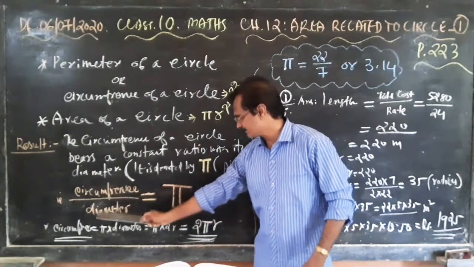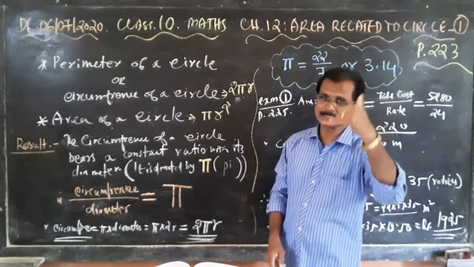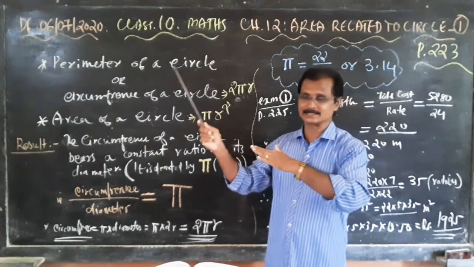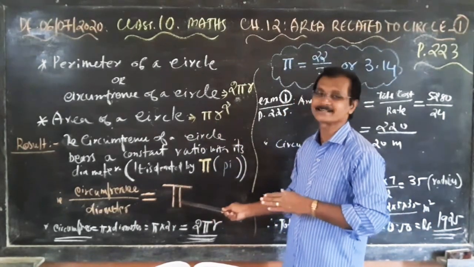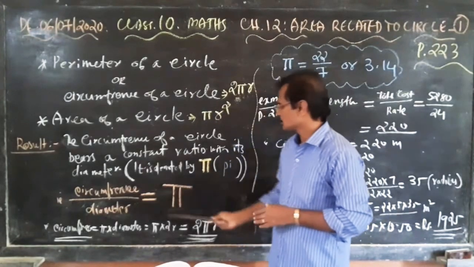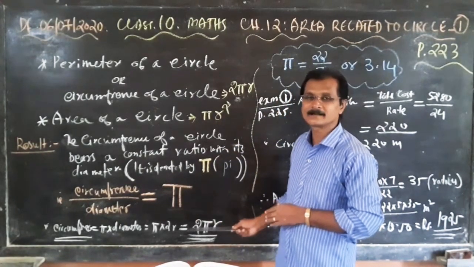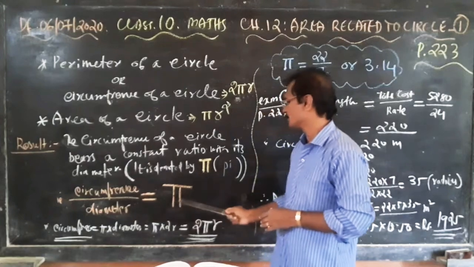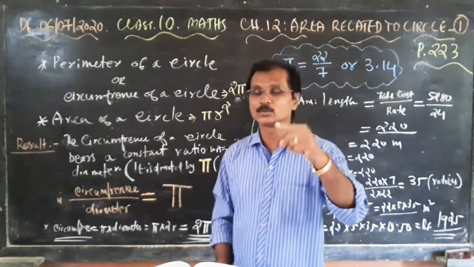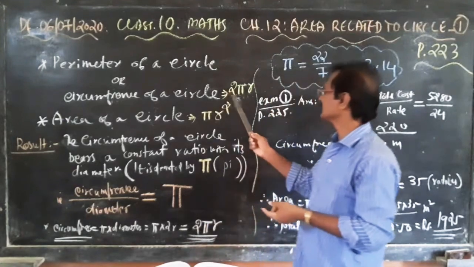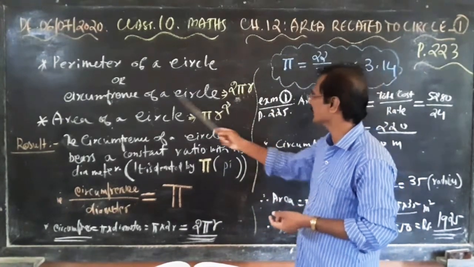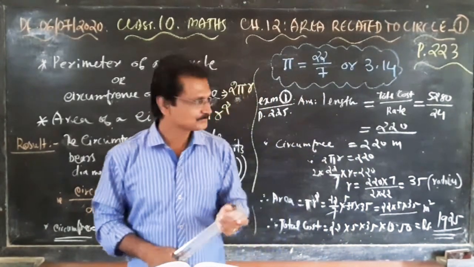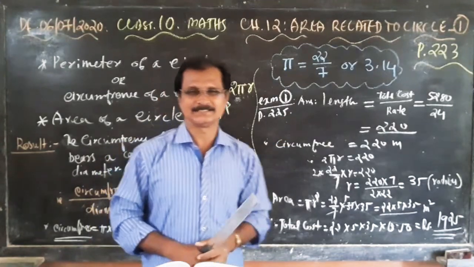So the relation between circumference and the diameter, whether it is a small circle or a large circle, is always a constant. That constant is represented by pi. Cross multiply: pi can have one as denominator, so circumference equals diameter into pi, and diameter means 2 times radius, so pi into 2r, that is 2 pi. Then the formula, circumference equals 2 pi r. Correct? It's very important.